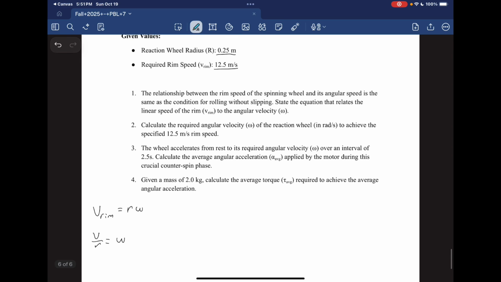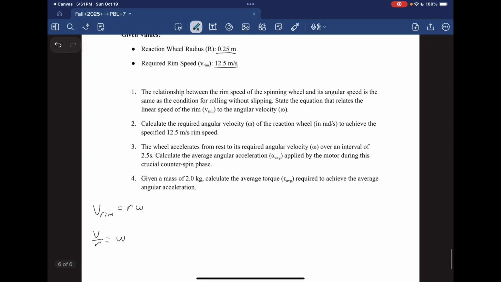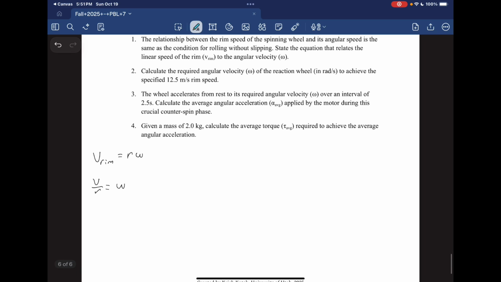Now we can plug things in. Our speed is 12.5 meters per second, and our radius is 0.25 meters. So we get that 12.5 divided by 0.25 meters is equal to our angular speed, which if you plug this into the calculator is equal to 50, and this will be in radians per second since it's angular speed.